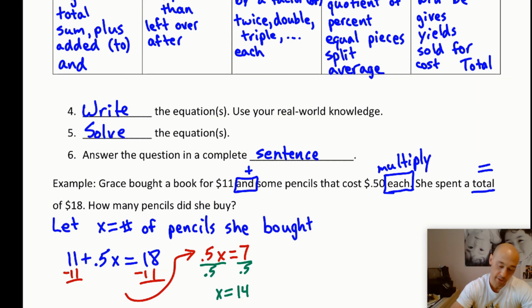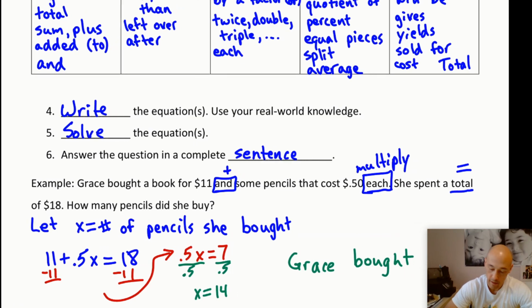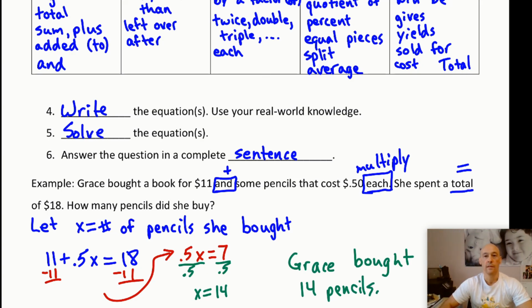Now we need to do step 6, which is answering in a complete sentence. Grace bought 14 pencils. And that is a linear word problem, and I hope you have some good luck with these.